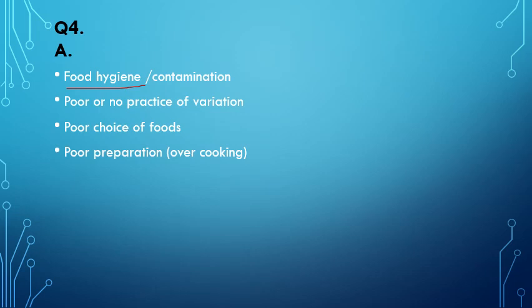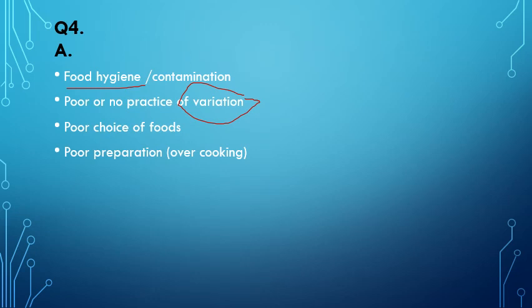That's what we call what? Variation. So you don't practice variation simply because what? You don't even know that something like that exists. You don't have any idea. You are ignorant. Next point, poor choice of food.